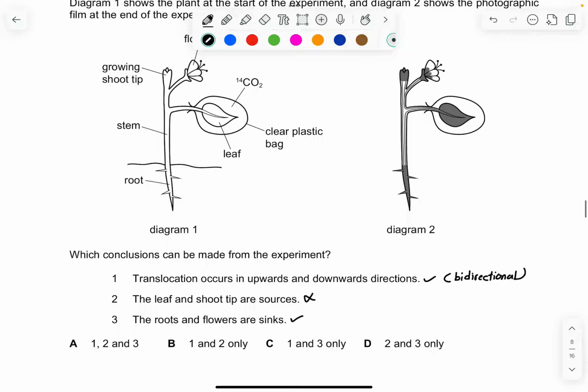It is because they depend on the leaves being the source, so that they can get all of these substances and store them in the flowers or the roots, let's say during the winter, when they need to use it. So the answer is C. Actually, number 2 is very close. Leaf is correct, but the shoot tip is wrong.